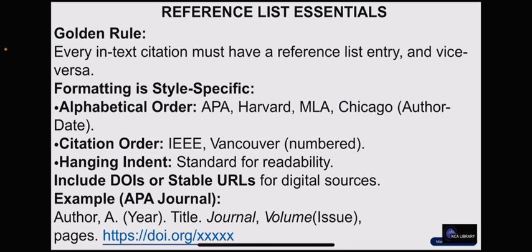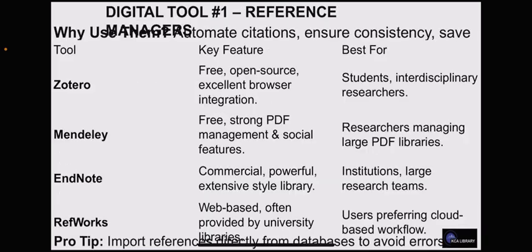Example is APA journal. We have the name of the author, an initial from his surname, full stop, then the year, the title of the article, then the journal in italics, and the volume, issue, and pages. Then we have the link or URL. So let's move to digital tools in referencing. That is the digital tool, which are the reference managers. So we use them to automate citations and ensure consistency. We also have it in tabular form now. We have the tool, we have the key features, and what it is best used for.